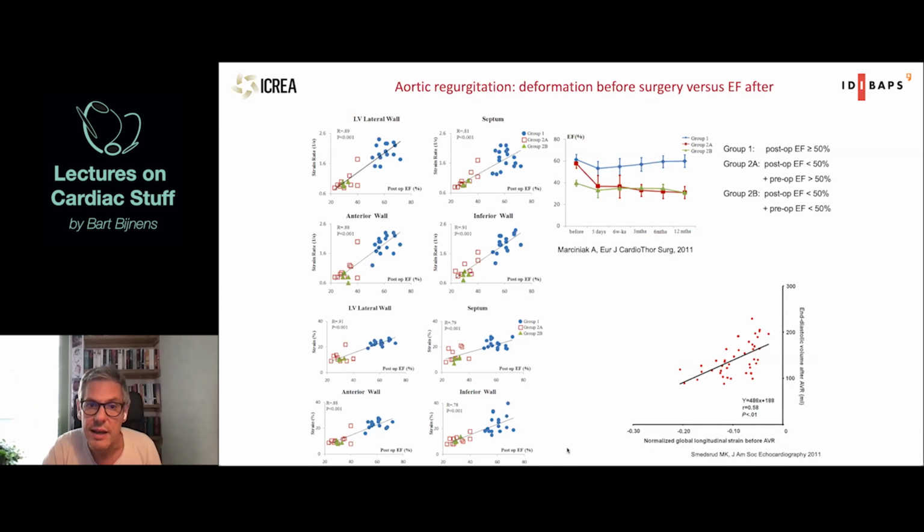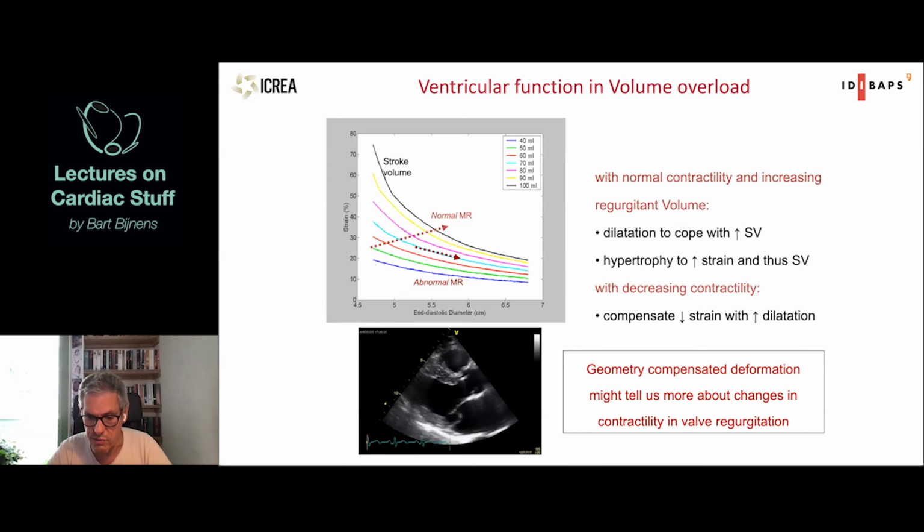And here you see a similar study. Again, this is aortic regurgitation. So you clearly nicely see here that the ones that had low deformation in strain or strain rate, that they have bad ejection fraction afterwards. And so you can really find this relation. There's also another study showing the same thing. So you see that using deformation, you can actually try to predict what's going on after the surgery.